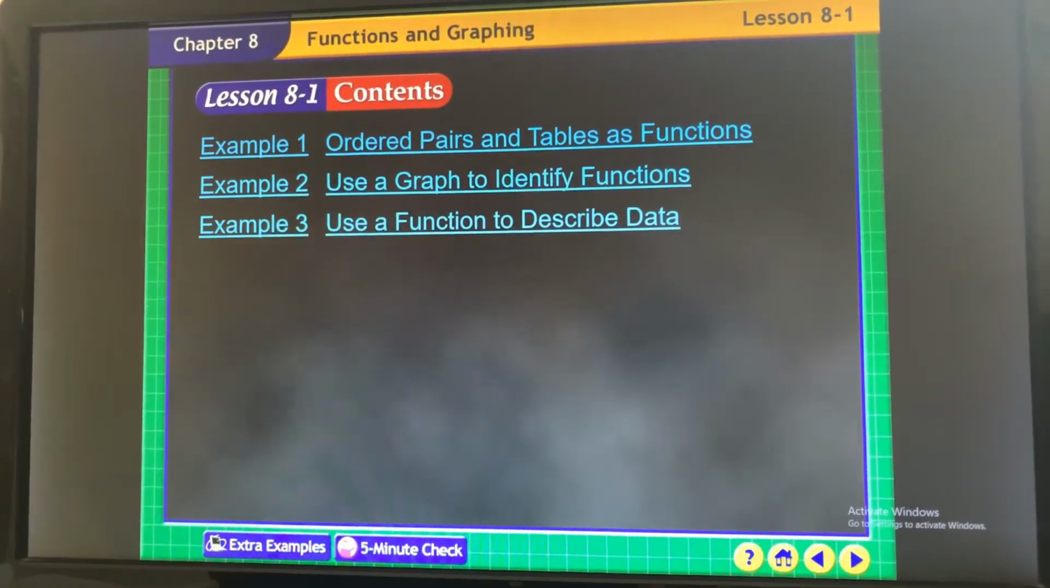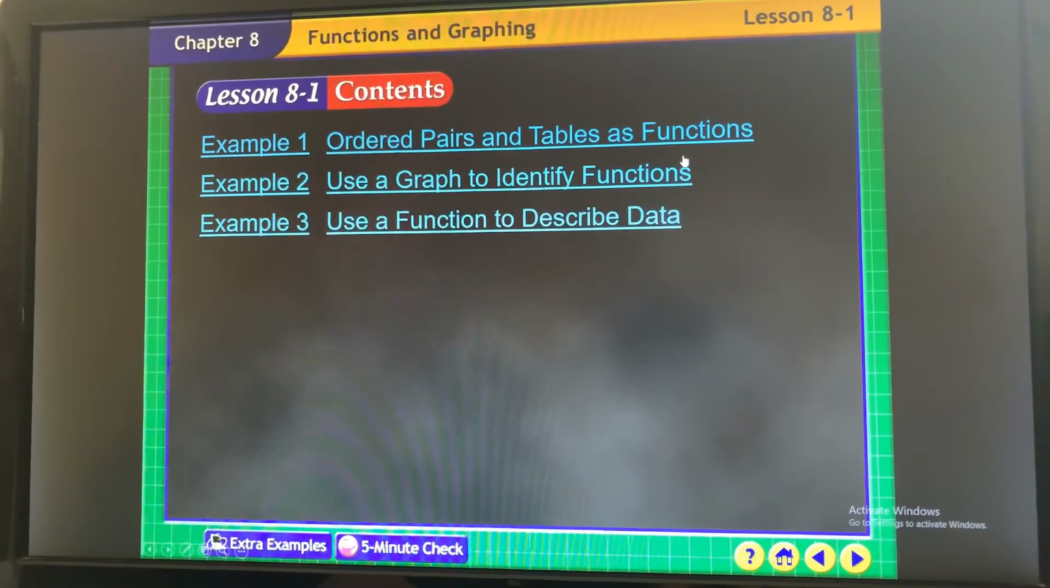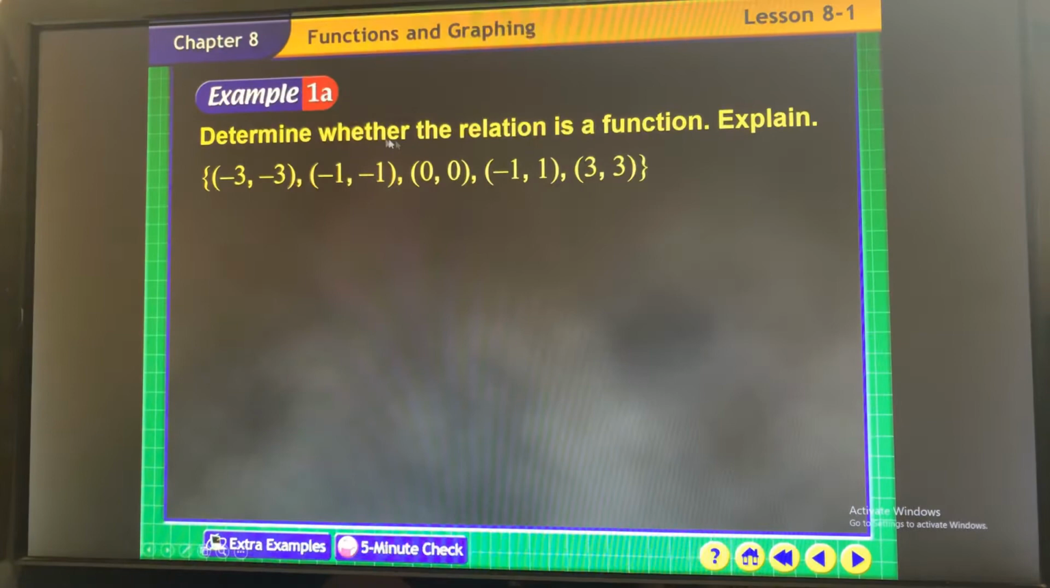All right, here we go with chapter 8. So we're going to start off by talking about what functions are and how they are in relationships with ordered pairs and tables. We talked about this way back in chapter 1, so let's see what you remember.